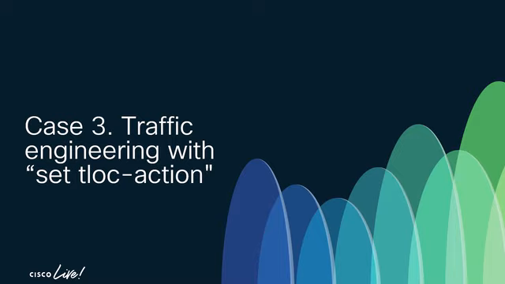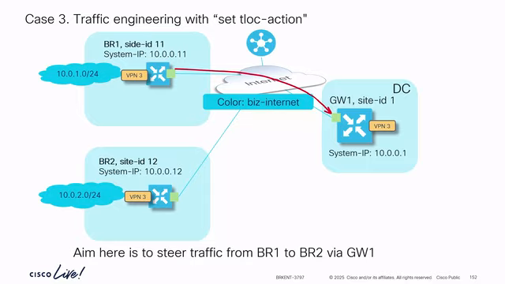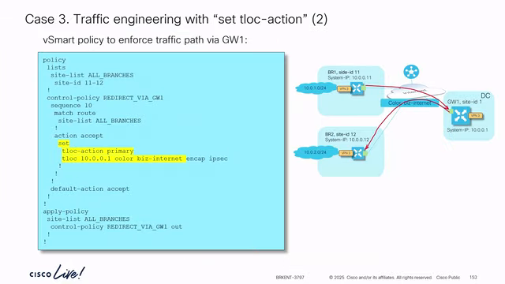Case number 3. Case number 3 is about the set TLOC action. And the idea here was to redirect the traffic through the data center. Despite the fact that we have a direct connection between BR1 and BR2, for whatever reason, we decided that it's more optimal to send the traffic through DC1. And there is a policy action available for us, called TLOC action primary, right? We set a TLOC saying that the TLOC of gateway 1 is primary via color biz internet.